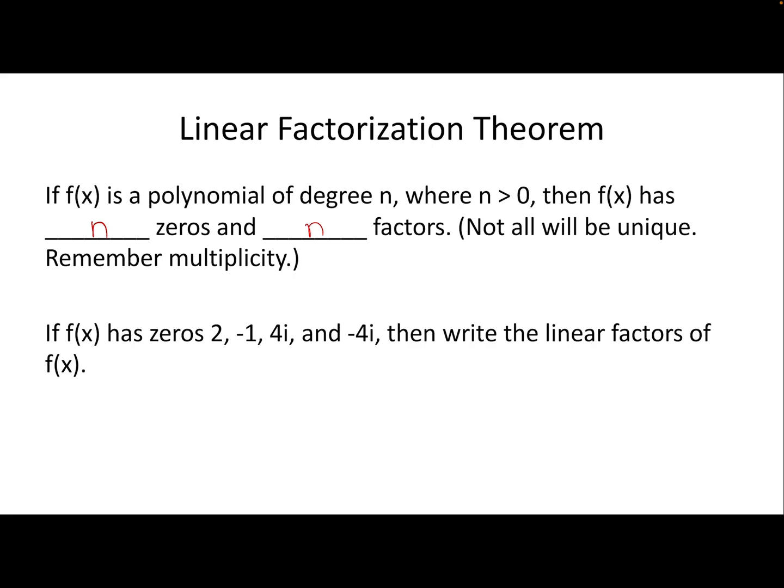So, if f of x has zeros of 2, -1, 4i, and -4i, we can ask you to write the linear factors of f of x. A zero of 2 means it has a factor of x minus 2. If it has a zero of -1, its factor is x plus 1. A zero of 4i means that x minus 4i is a factor, and x plus 4i is the factor for the zero of -4i. In this case, we asked you for the linear factors of it. That means we don't have to go any further. We are finished with this particular problem.